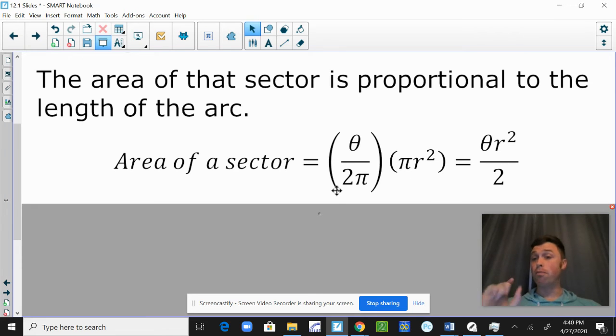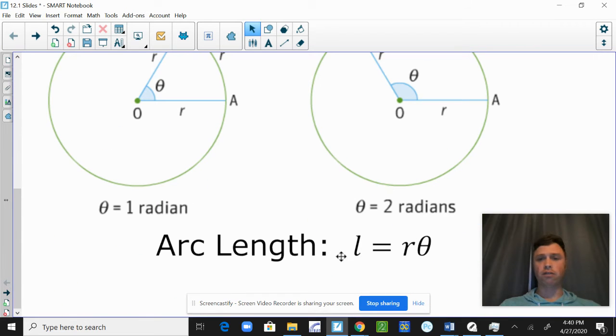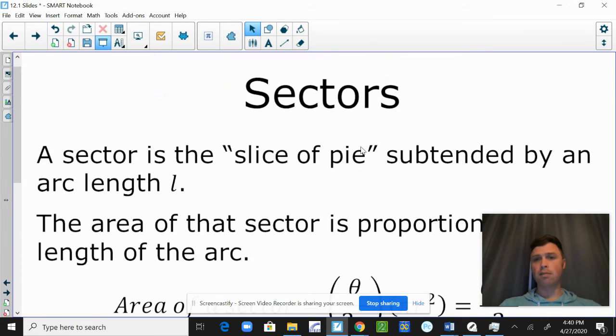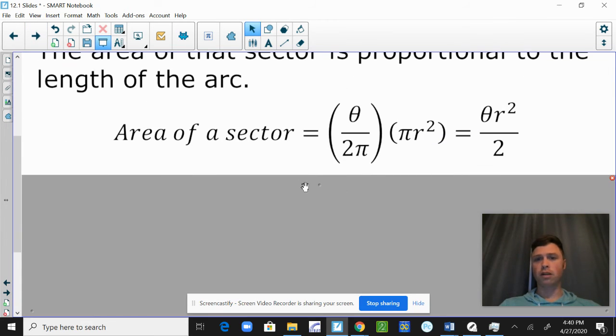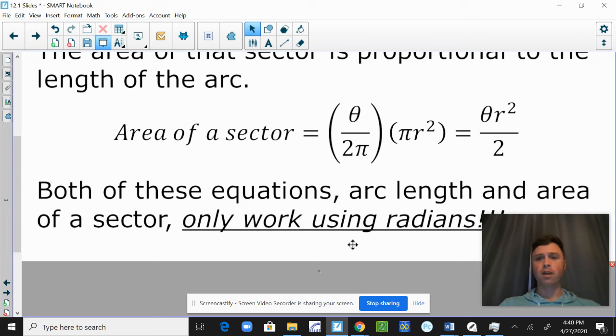And again, for both of these formulas, if we go back and look at the arc length formula, this one here, this angle must be in radians in order to work. Same thing for the area of a sector formula here. For both of them, those only work if you are using radian units. If you have an angle in degrees, you must convert it first.